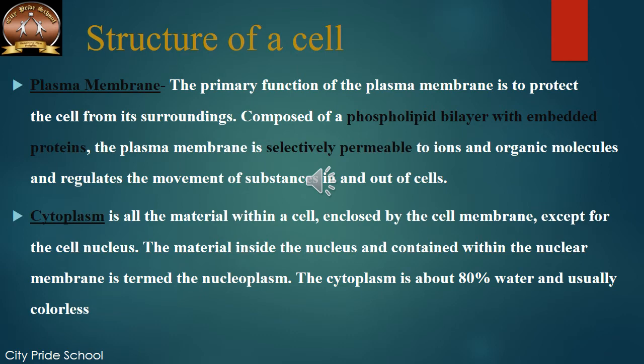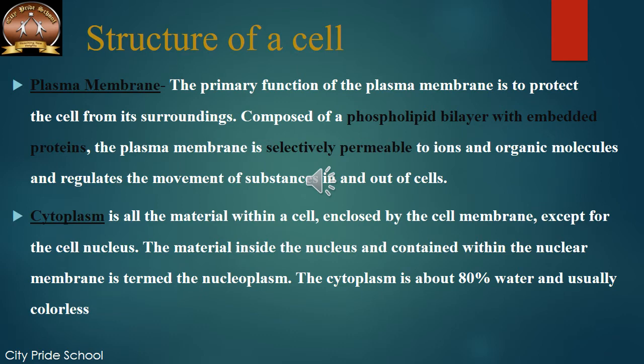Selectively permeable means it's a membrane which permits or allows only certain substances, ions and organic molecules to pass through the membrane. It does not allow everything to pass through. It is selective in the permission, and because of this nature it regulates the movement of substances in and out of the cell. The primary function of this membrane is to protect the cell from its surrounding medium.